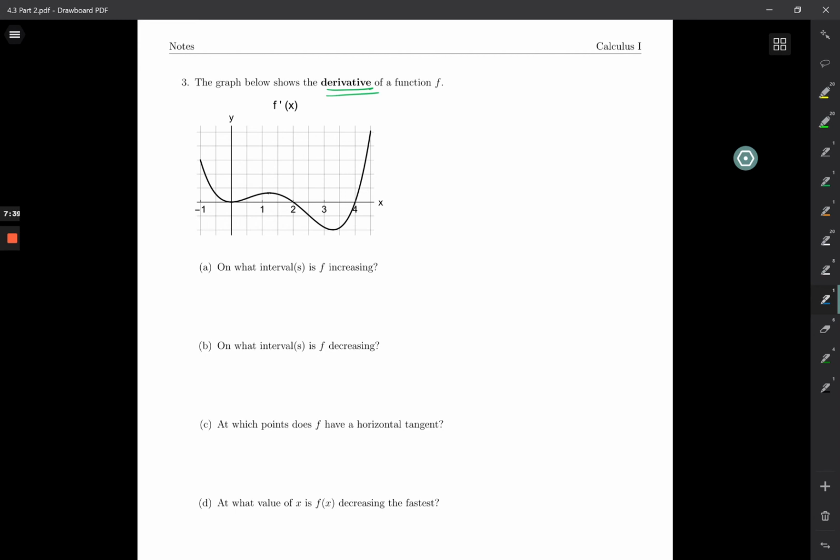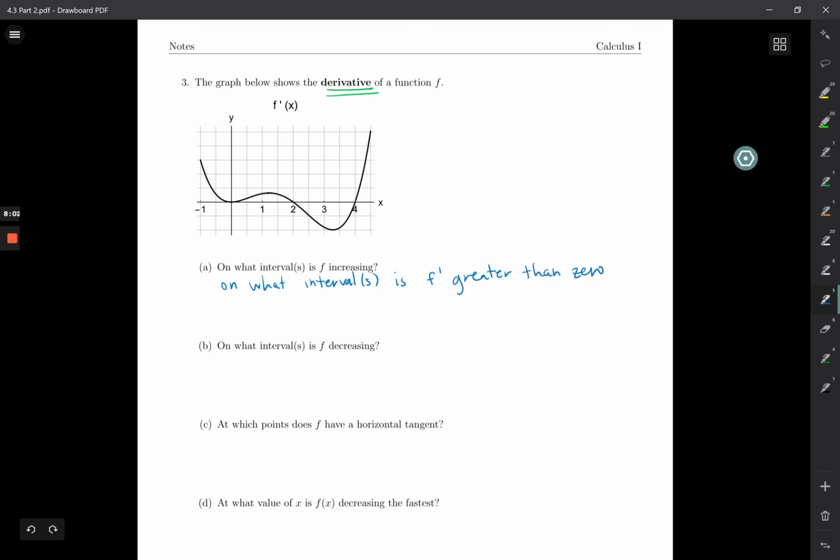We have to think about what that means in terms of the derivative. When f is increasing, we could rewrite this question to say, on what intervals is f prime greater than 0?